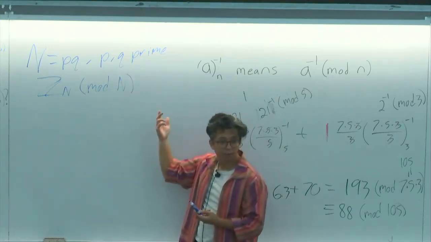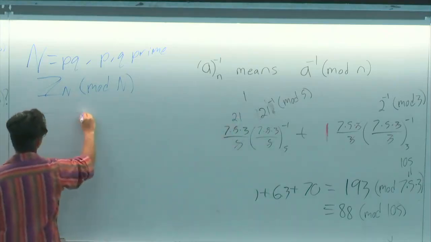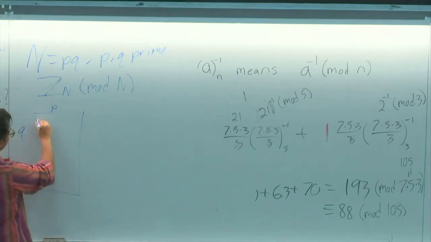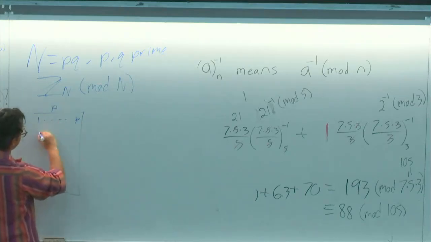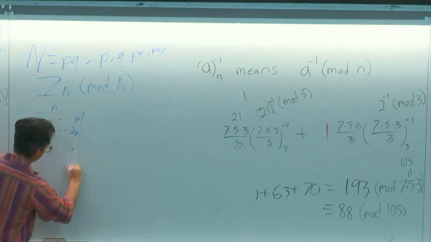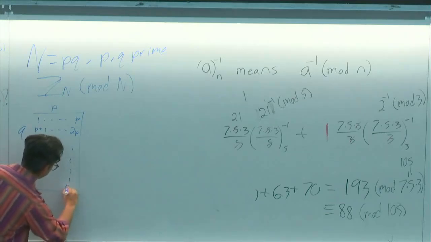How many multiplicative inverses does this have? And the reasoning goes the same, except it's more abstract. If we have this being p and that being q, we go all the way up to p, and then p plus 1 all the way up to 2p, all the way down to p times q, or q times p, however you want to write it.